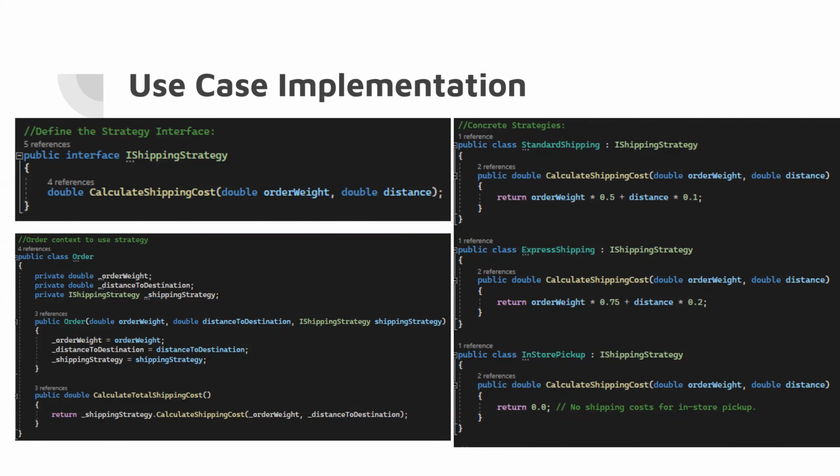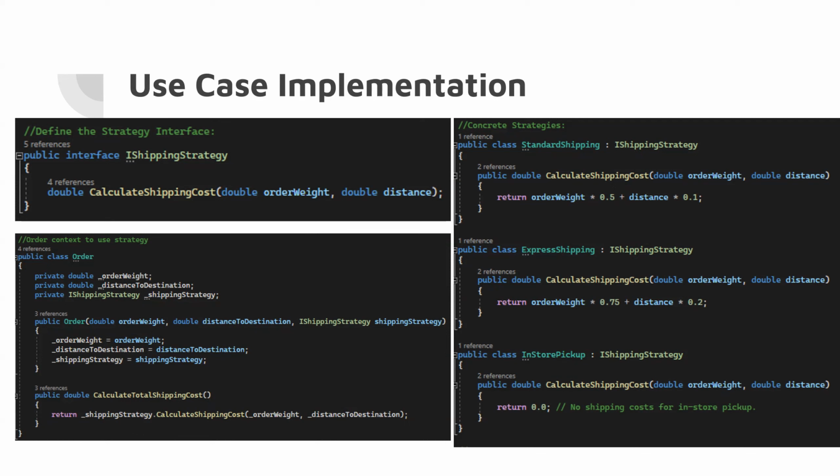Implementing this use case, first, we defined the strategy interface on the top left with just one method to calculate shipping costs with parameters order weight and distance. And then we have the implementations of the three concrete strategies on the right. First, we had the standard shipping, where in this example the cost would be half the order weight and a tenth of the distance, the sum of that. We also have express shipping, which is 75% of the order weight and 2/10 of the distance, 20% of the distance. The sum of that would be the shipping cost. And then finally, in-store pickup, where we return zero because there's no shipping cost.